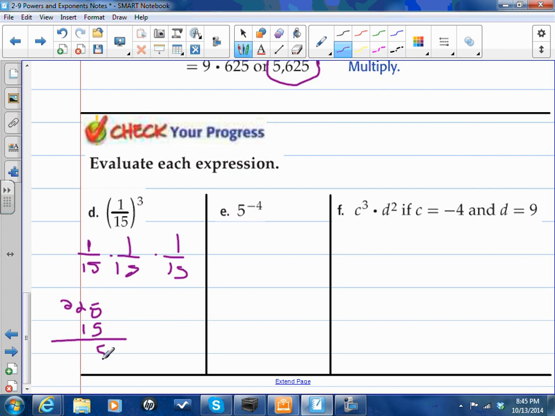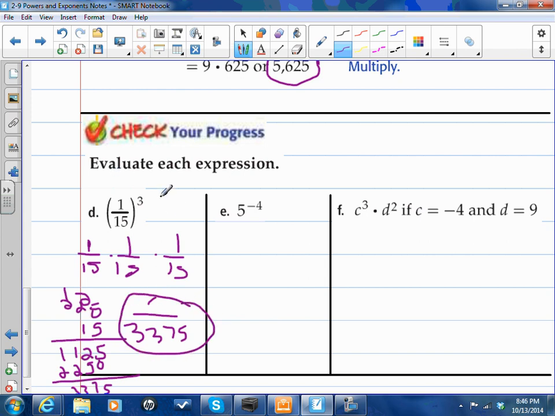5 times 5 is 25, 5 times 2 is 10, plus 2 is 12, 5 times 2 is 10, plus 1 is 11. This is really messy. I'm so glad you guys are bearing with me here. And then I do my multiplication all the way through, and I add to end up with 3,375. So 1 over that amount is what is going to be the same as 1/15 to the third power. So hopefully we're realizing these exponents make our lives really easy. Okay?